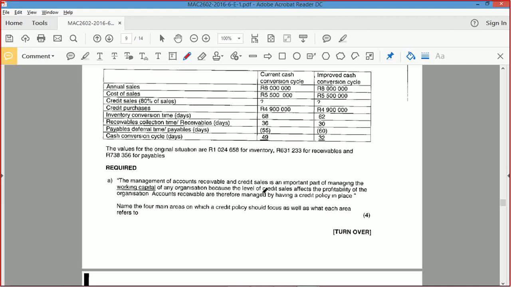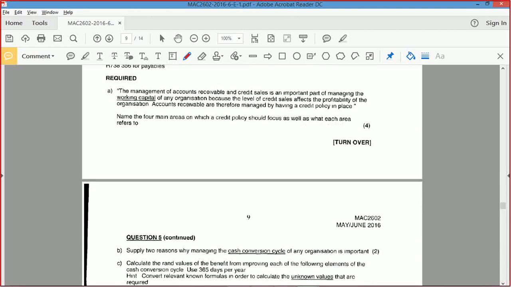A. The management of accounts receivable and credit sales is an important part of managing the working capital of any organization because the level of credit sales affects the profitability of the organization. Accounts receivable are therefore managed by having a credit policy in place. Okay. Name the 4 areas in which a credit policy should focus, as well as what each area refers to. Okay, so that's theory. Let's go back to our textbook and get the credit policy.